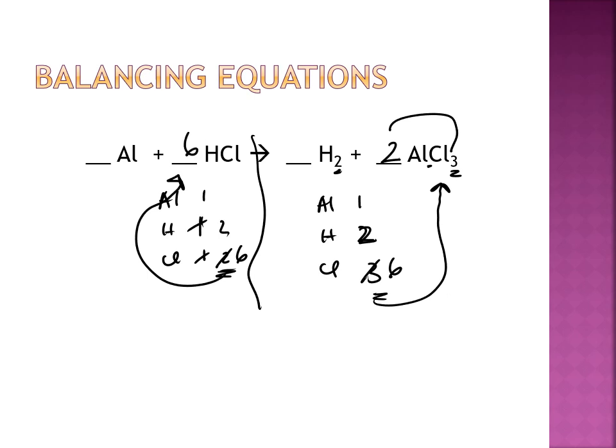I'm going to turn it into a 6. 6 times 1 makes 6. But now I also have 6 hydrogens. Oh, I only have 2 hydrogens, but I can fix that. There's a 3. 3 times 2 is 6. I also have 2 aluminums here, my friends, so I need to change this one into a 2. And so your final balanced equation should be 2, 6, 3, 2.